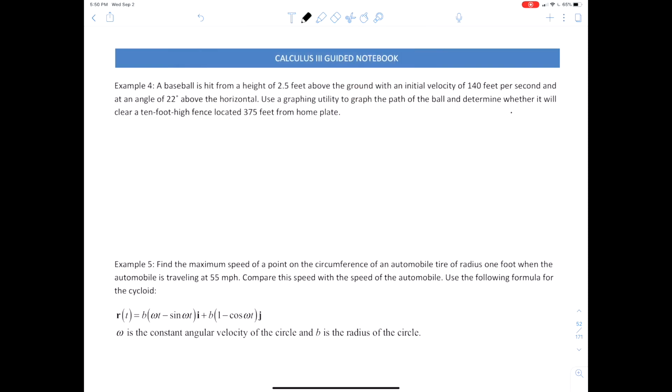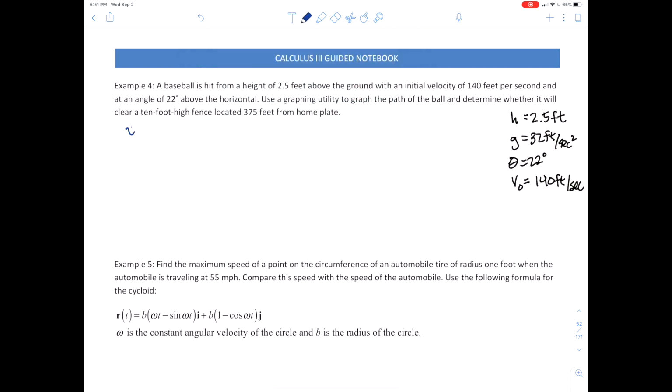We've got our H is 2.5, and that's in feet. G, therefore, will be 32 feet per second squared. Theta is 22 degrees. And our V0, our initial velocity, was 140 feet per second. Cool? Okay. So let's see what we've got.